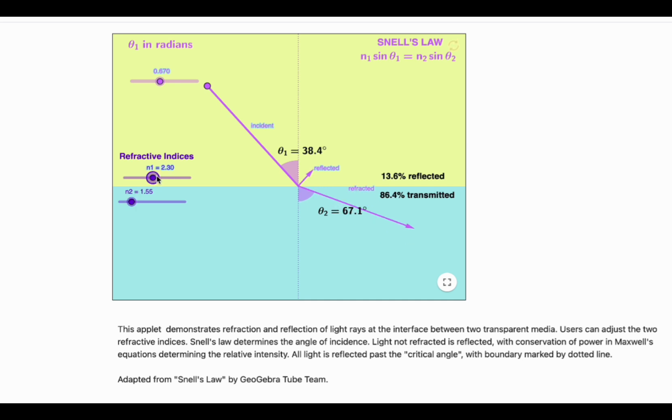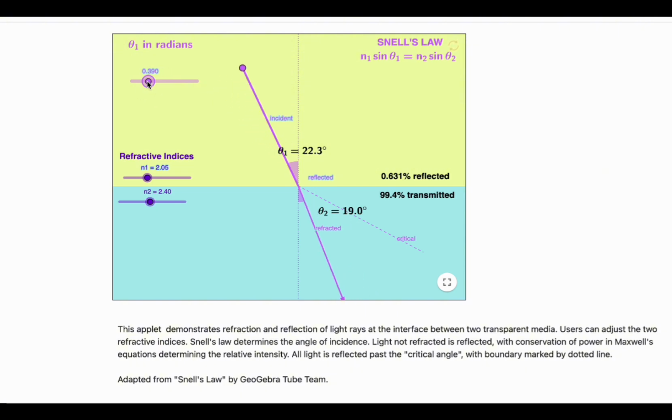Refraction follows a special rule, Snell's law. We measure the angle of incidence, θ1, in air, and the angle of refraction, θ2, in glass. The law says n1 sin θ1 equals n2 sin θ2.